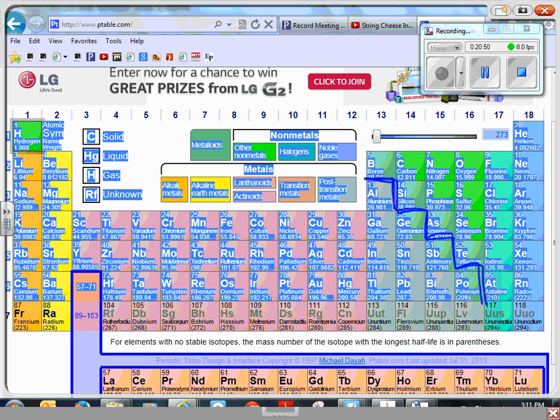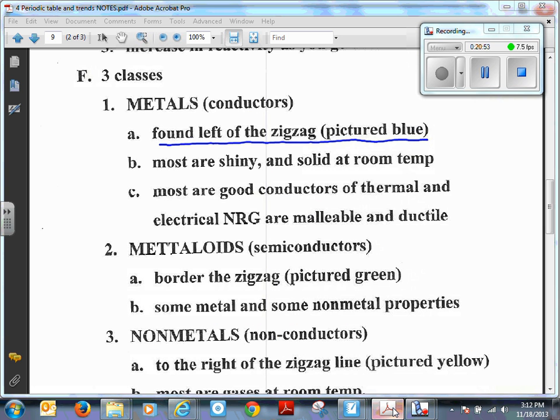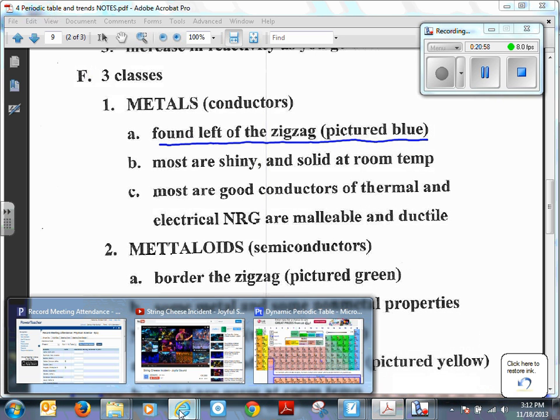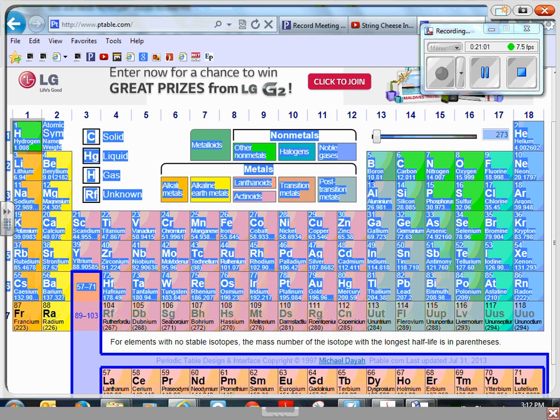So what did our note say? It said, metals are found to the left of the zigzag. Okay? So left of the zigzag is going to be all this stuff. That's all metals. And then the next note says, non-metals are found to the right of the zigzag. So that's all that stuff. And then the stuff that's right on the zigzag, so these guys, the ones that are actually touching that zigzag, those are called metalloids.